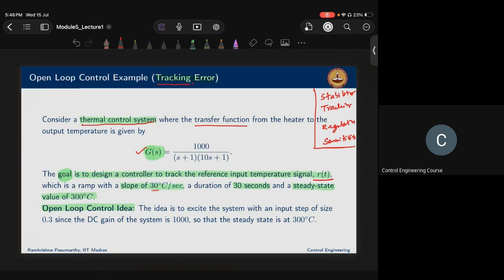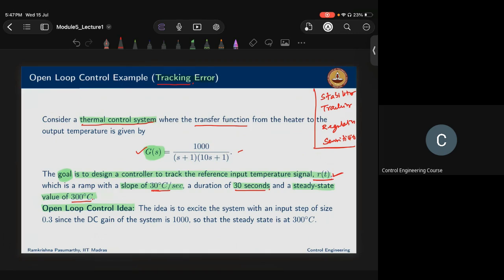Our goal here is to track this reference signal R of T. It means that the output of this system should track R of T. The R of T has this behavior: it has a slope of 10 degrees per second for 30 seconds. After that, it is 300 degrees Celsius. Is this clear? Any queries about the R of T behavior?